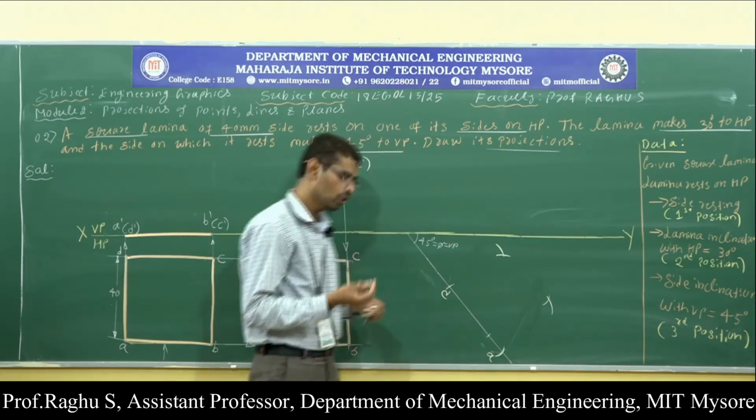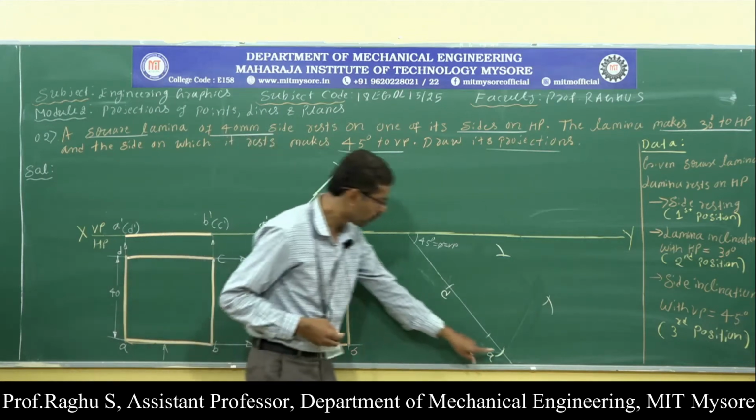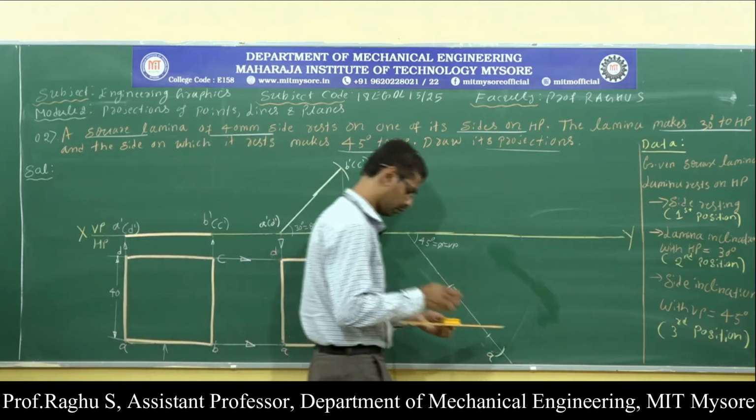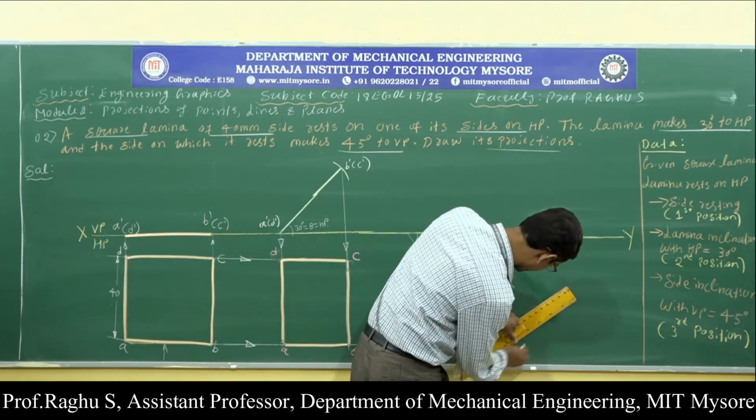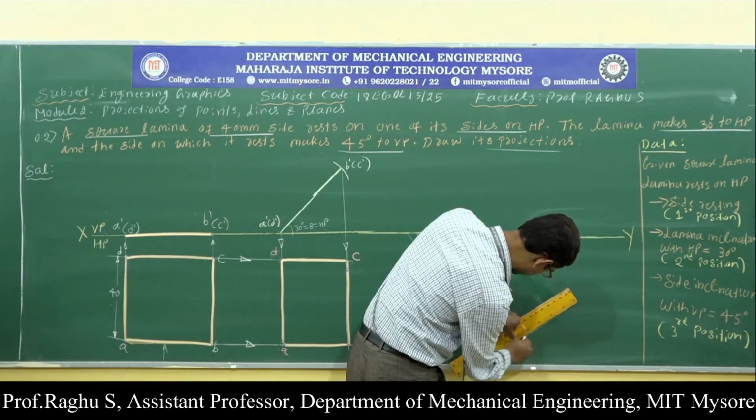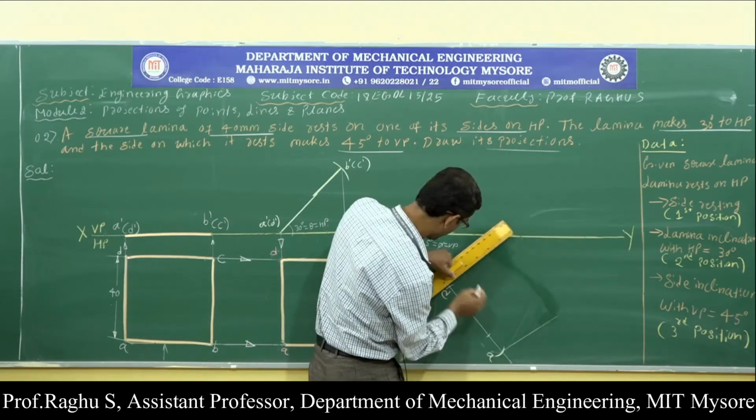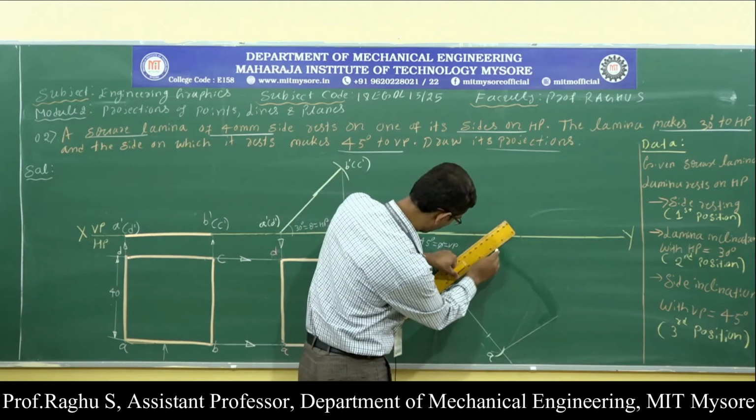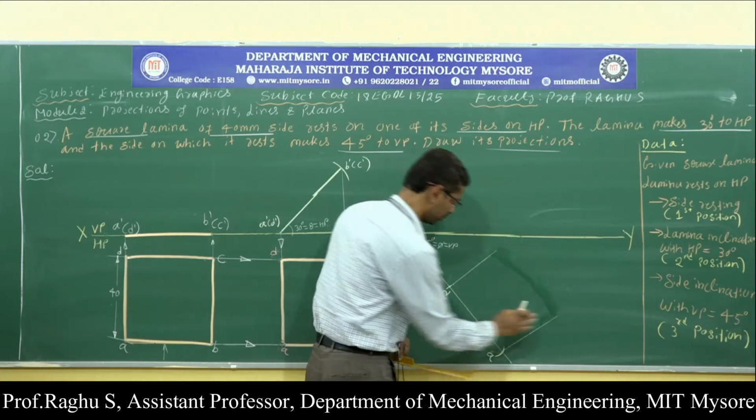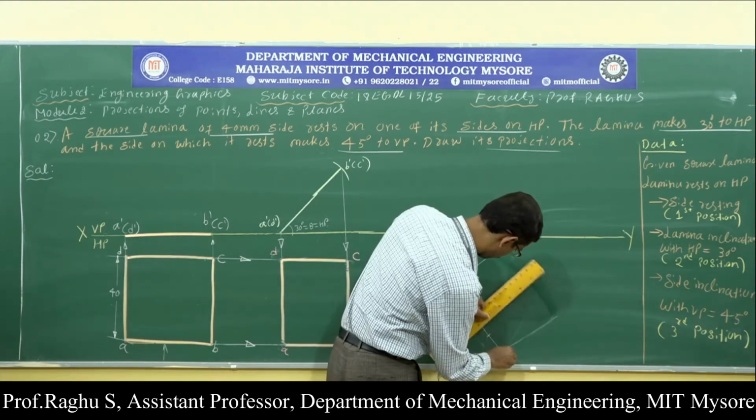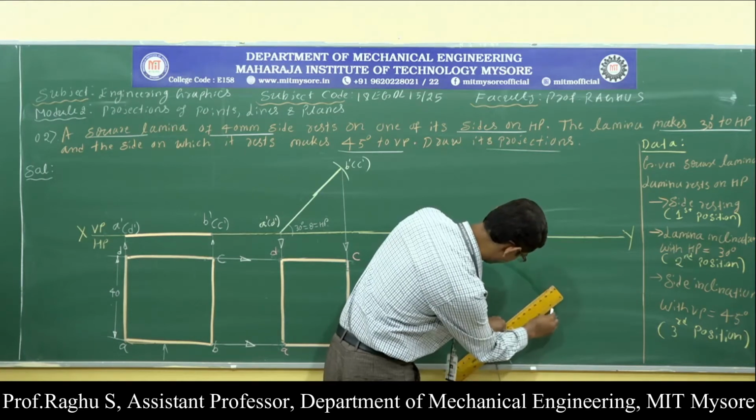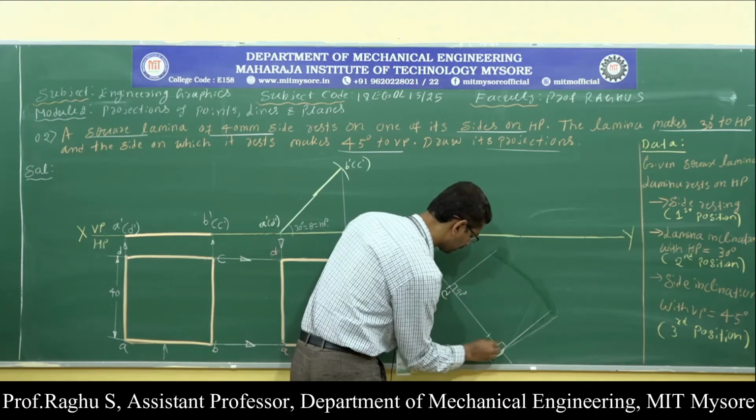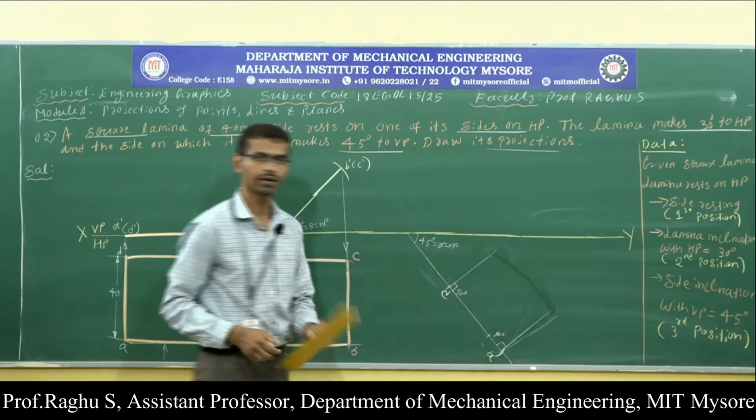After that, here you can follow one more procedure. From point A we can draw a 90 degree line using a protractor. Next, from point D also, take a 90 degree line and draw it. Here draw the 90 degree lines.